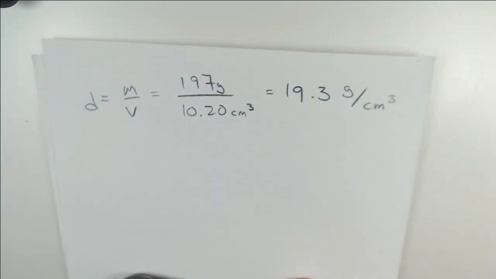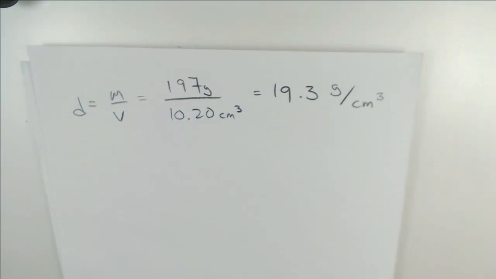Go ahead. For the bottom, how many significant figures are there? 10.20. I'm seeing 4. Yep, that trailing 0, because it's to the right of the decimal, is significant.